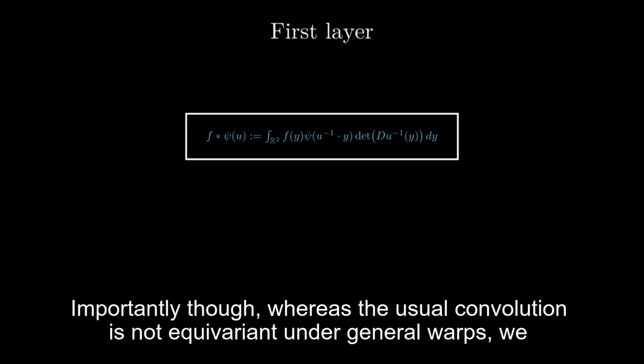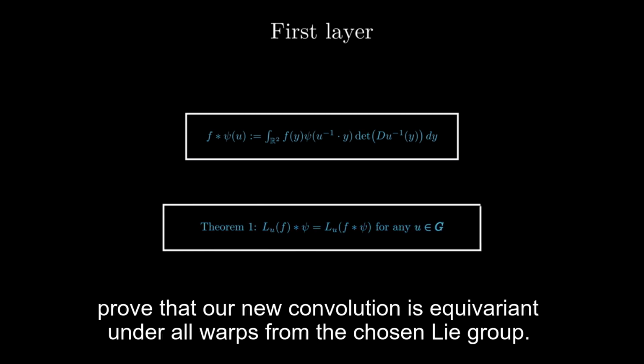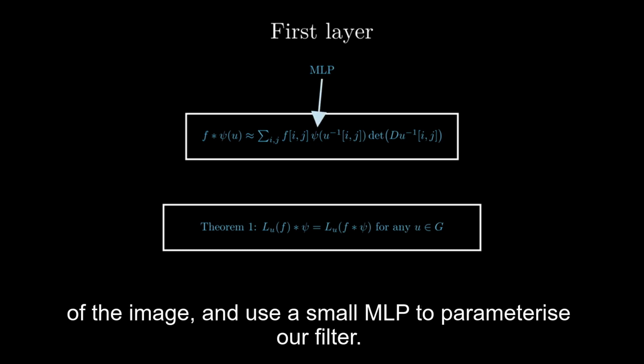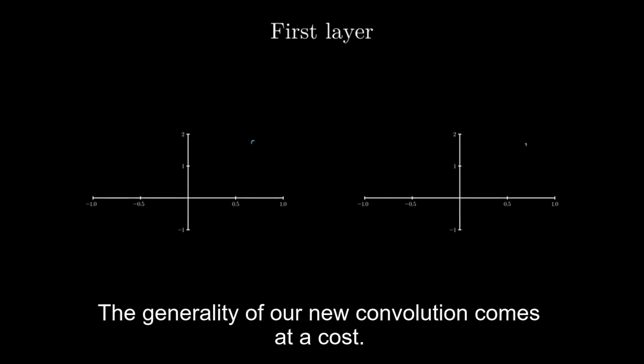Our formula reduces to the usual convolutional formula if one considers only the group of translations. Importantly though, whereas the usual convolution is not equivariant under general warps, we prove that our new convolution is equivariant under all warps from the chosen Lie group. In practice, we approximate our generalized convolution by a sum over the pixel indices of the image and use a small MLP to parameterize our filter. The generality of our new convolution comes at a cost.